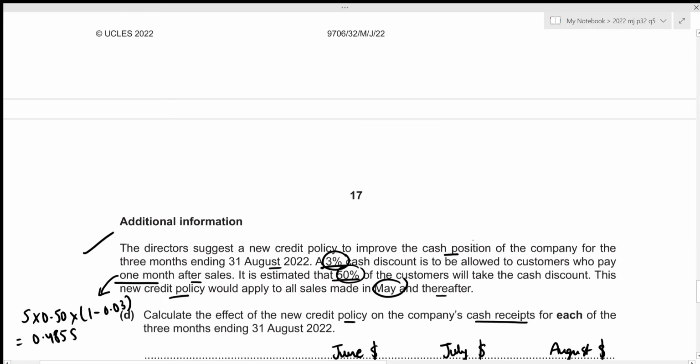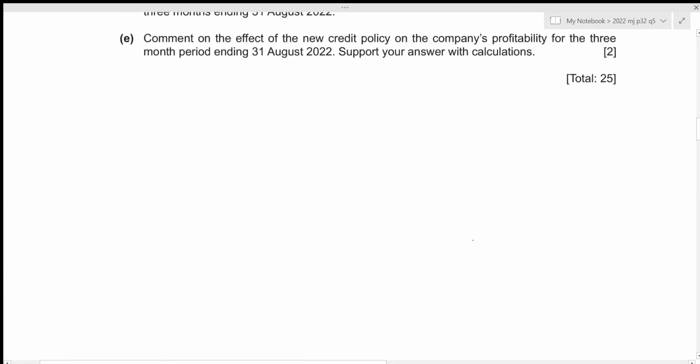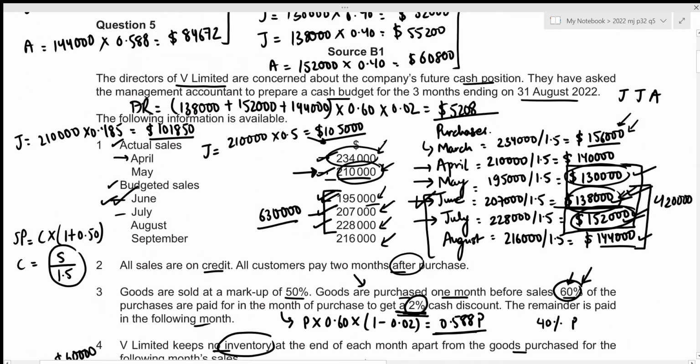Now let's talk about our June sales. Again, 50% of this June sales after receiving 3% discount will be received in the month of July. So let's figure out that amount. That's going to be 195,000. And after receiving discount, that will be 0.485. This results in the amount of 94,575. Let's write it down.